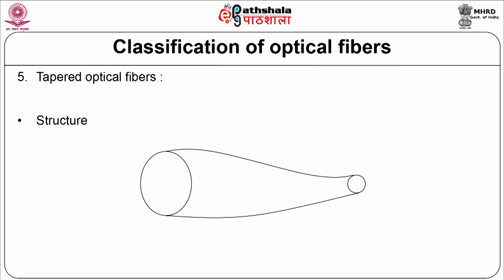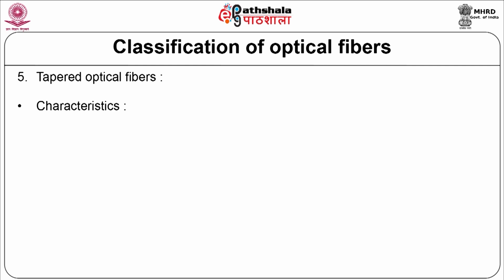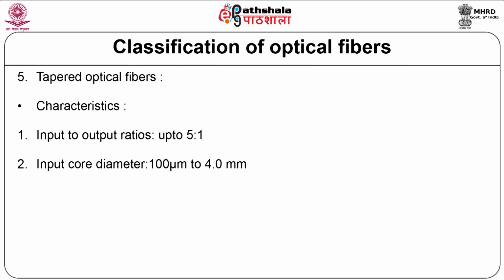It has wider core diameter at one end and smaller diameter at the other end. This specific structure is to gather more light from the weak light source and collect this light intensity, couple it for the further processing. Characteristics: input to output ratio is 5:1. Input core diameter is generally 100 micrometer to 4 millimeter. Output core diameter is 50 micrometer to 1.5 millimeter.